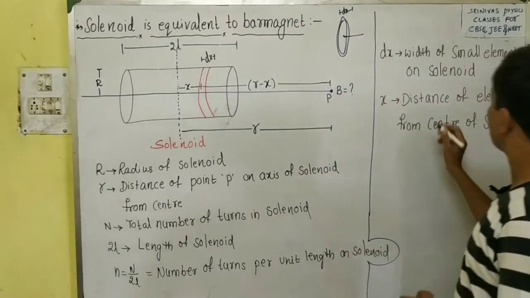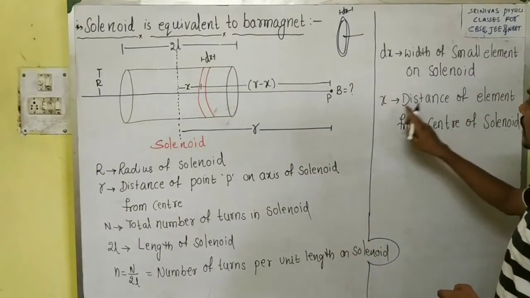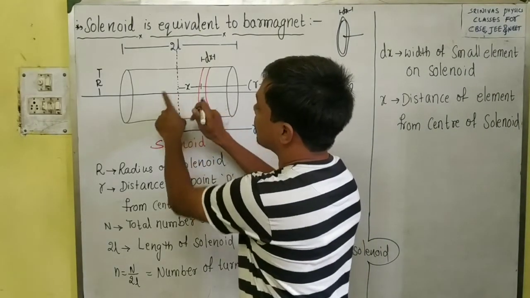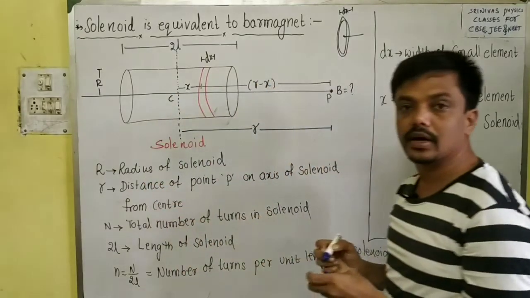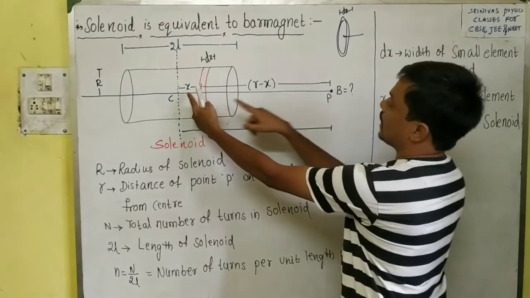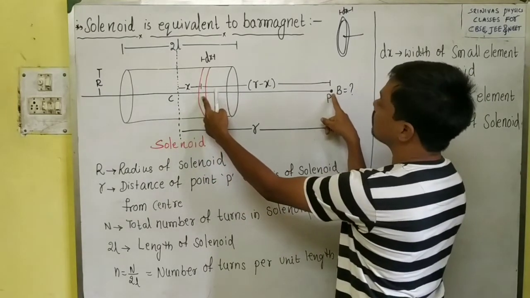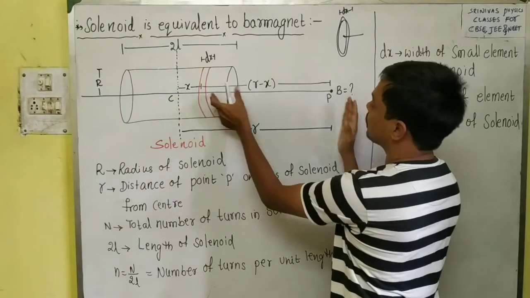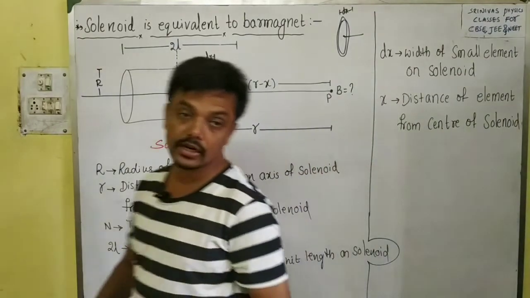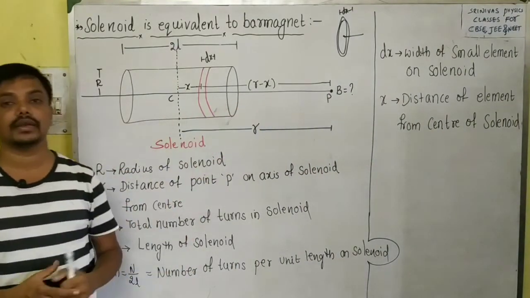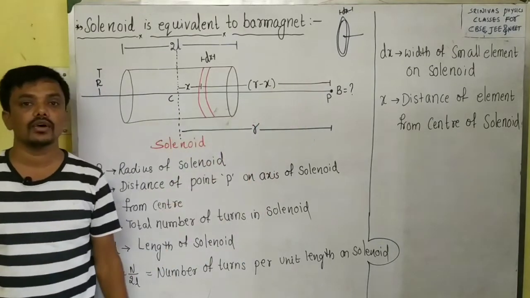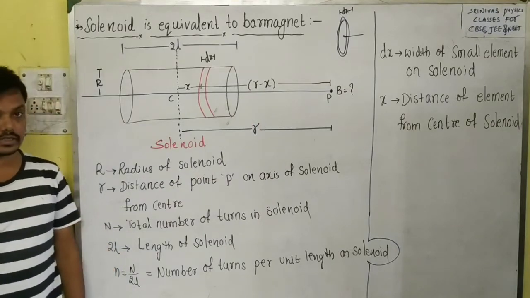dx is the width of the small element on the solenoid, and x is the distance of that small element from the center of the solenoid. This is the center. From the figure, this is r and this is x, and if from the total you remove this part, you will get this part, that is r minus x. Now take the screenshot and note the points I gave here. Then I will continue to derive the magnetic induction on the axis of the solenoid.